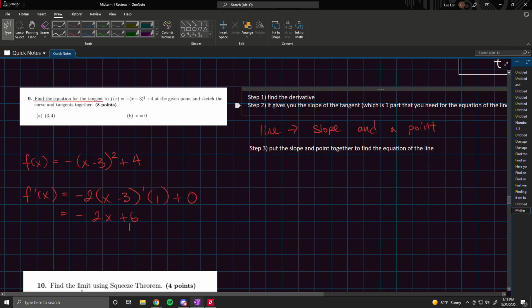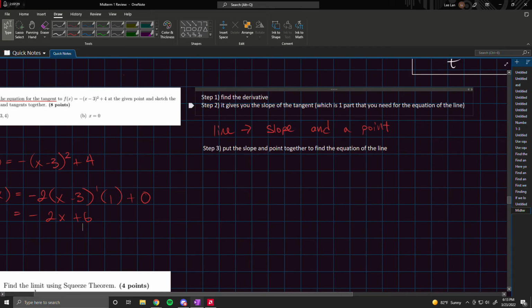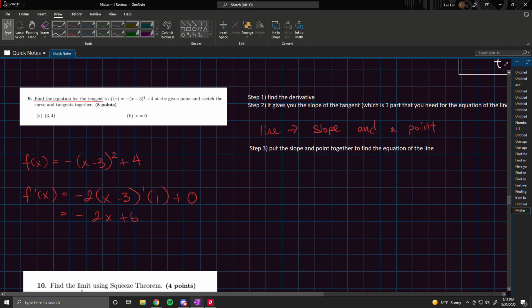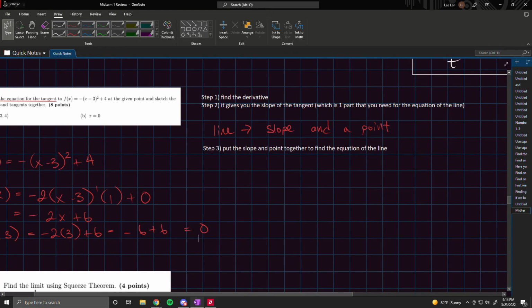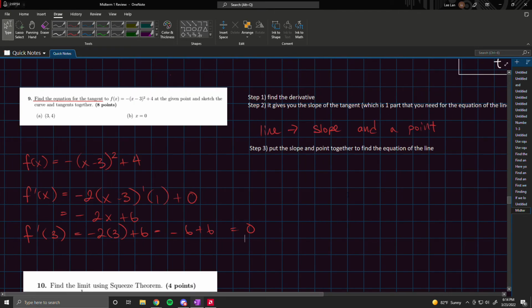Okay, so for step 2, we want the slope of the tangent, right? And how do we find the slope of the tangent? Well, you just plug in the x value that you're interested in. So in this case, it's at the point (3, 4), so we plug in 3. So this is negative 6 plus 6, which is 0. So it turns out the slope is 0.